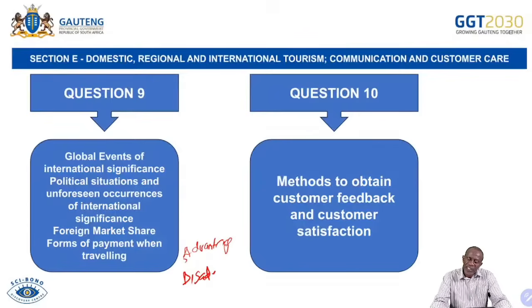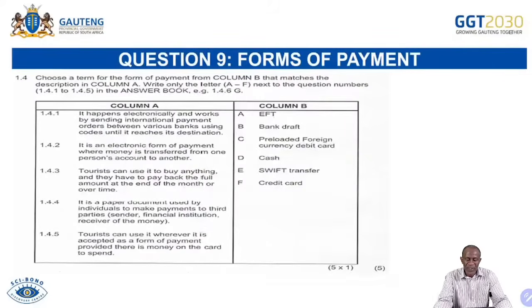Your question 10 is your method to obtain customer feedback and customer satisfaction. And as we reflect on question 9 and 10, with 30 marks of the 200 that is allocated to the question paper, these are the types of questions that you will come across. It says, choose the term for the form of payment from column B that matches the description in column A. Write only the letter A to F next to the question number in responding to this question.